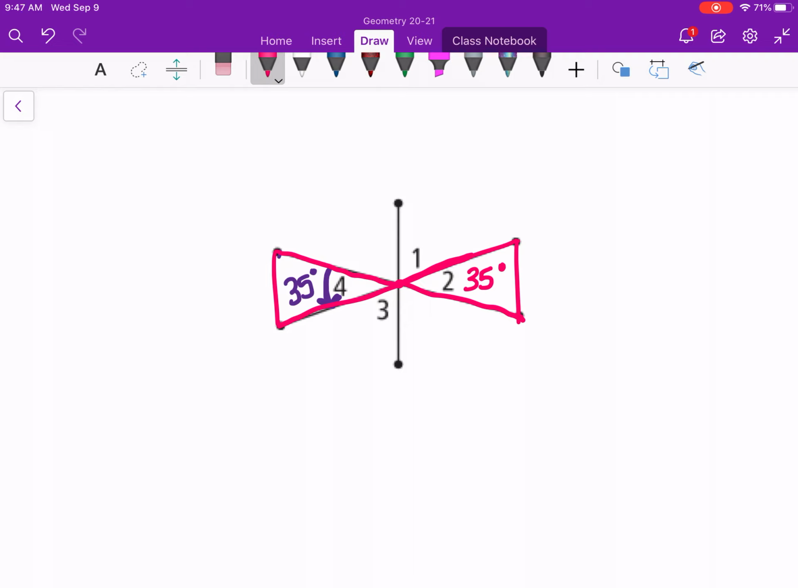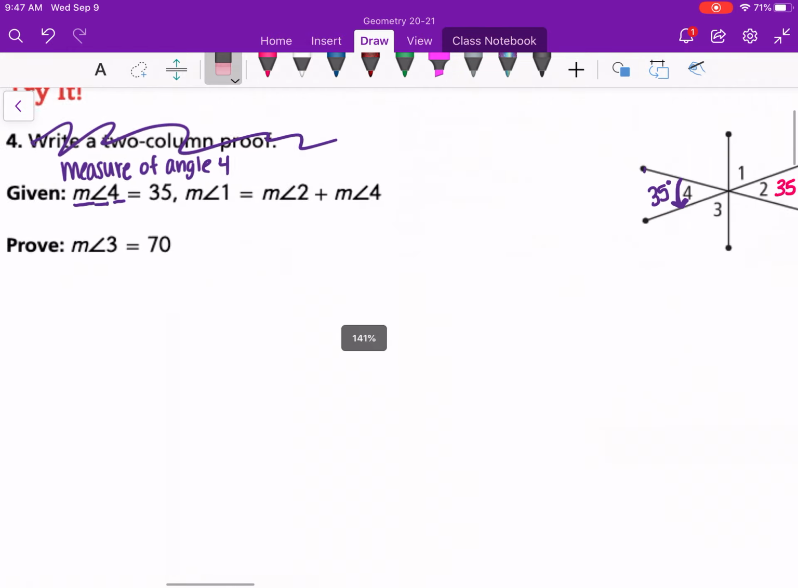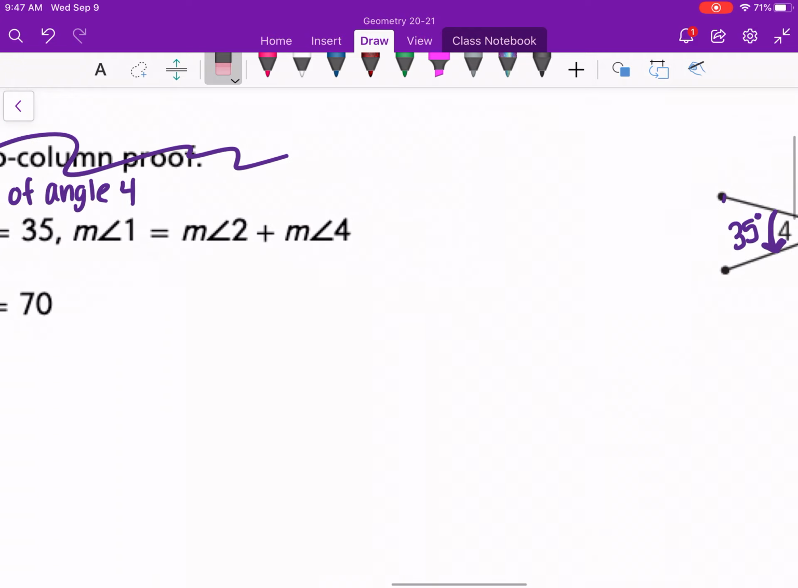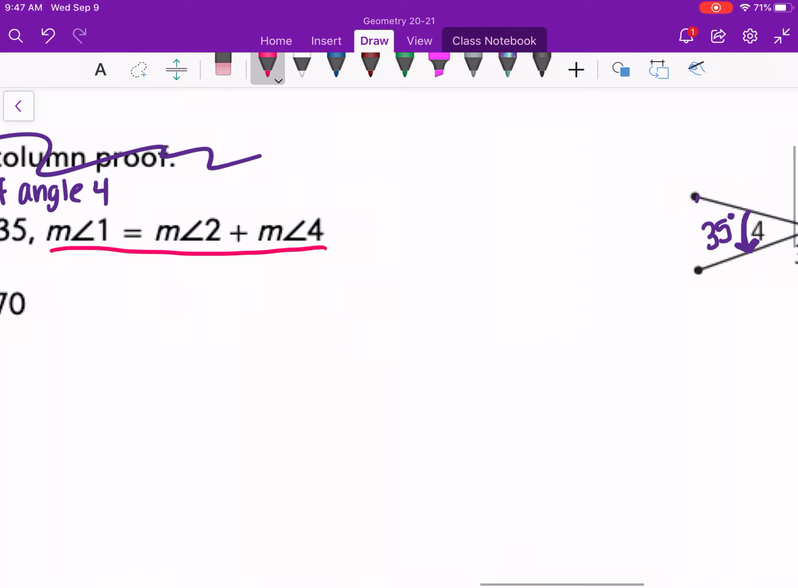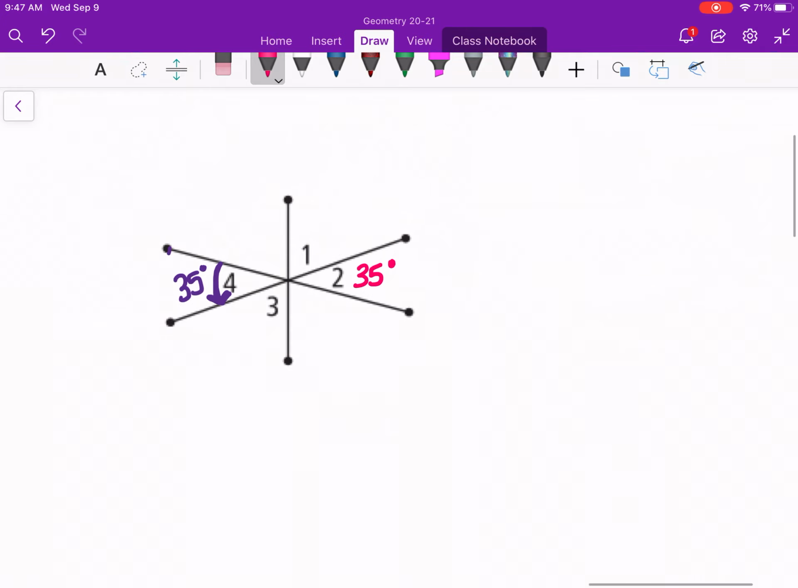So it says that angle 1 is equal to angle 2 plus angle 4. So angle 1 is equal to angle 2 plus angle 4. So if angle 2 is 35 and angle 4 is 35, then angle 1 is 70 degrees.